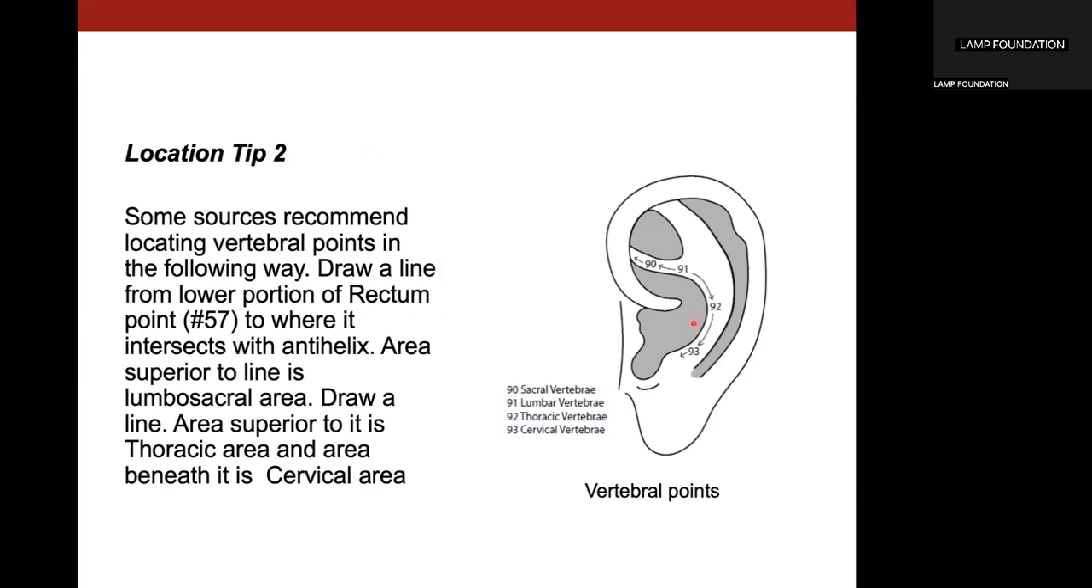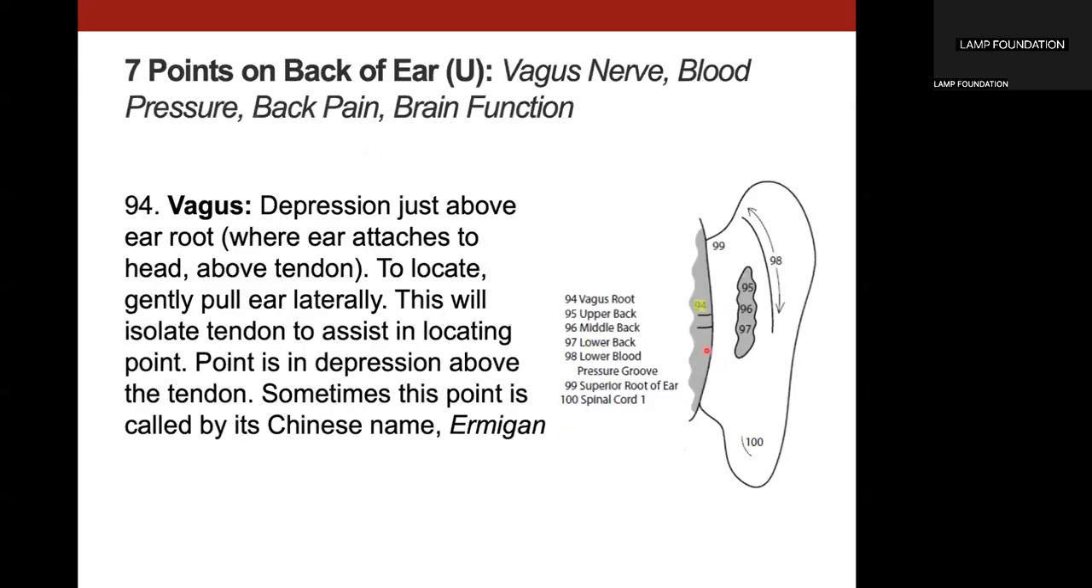Some sources recommend locating vertebral points in the following way. Draw a line from the lower portion of rectum point, which is number 57, to where it intersects with the antihelix. Area superior to line is the lumbosacral area. Draw a line. The area superior to it is the thoracic area, and the area beneath it is the cervical area. Now let's go to the 7 points on the back of the ear.